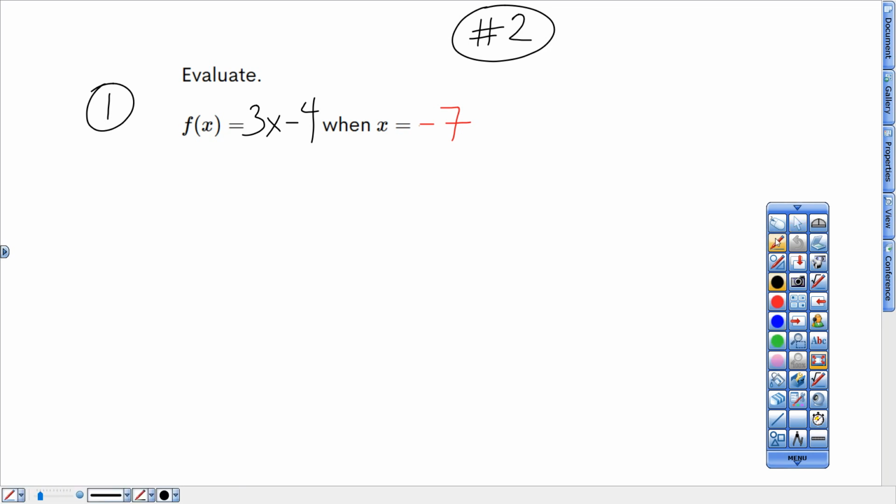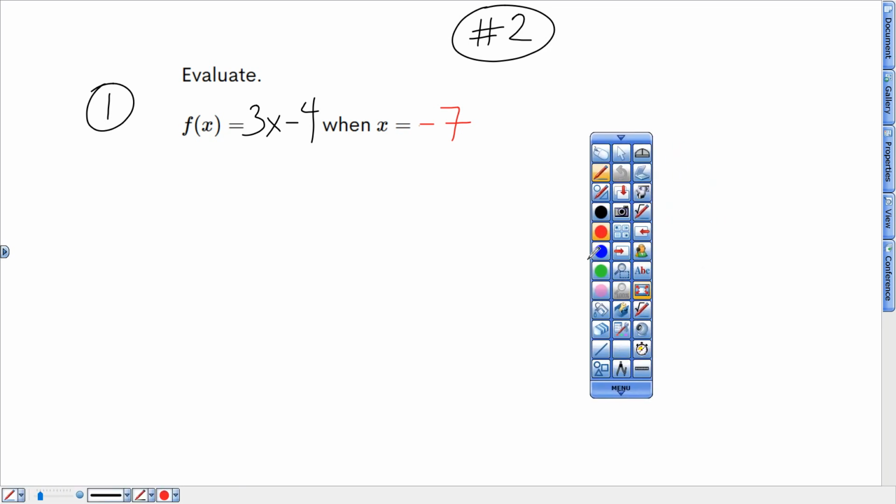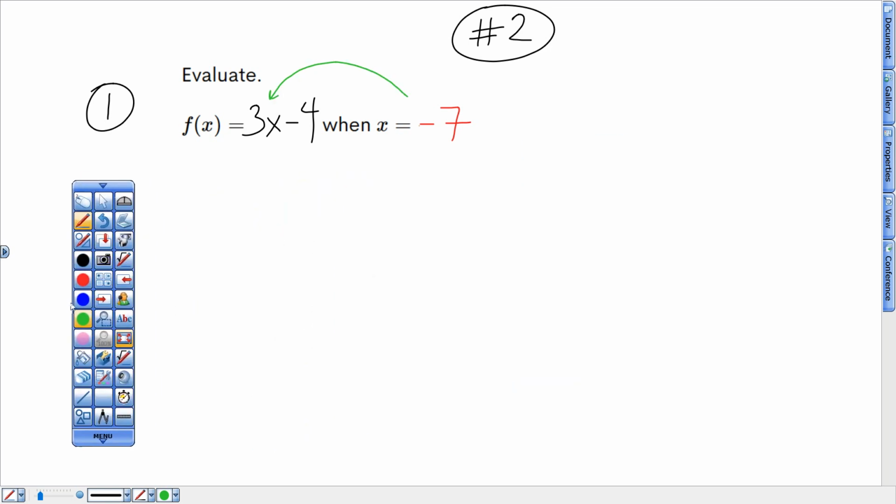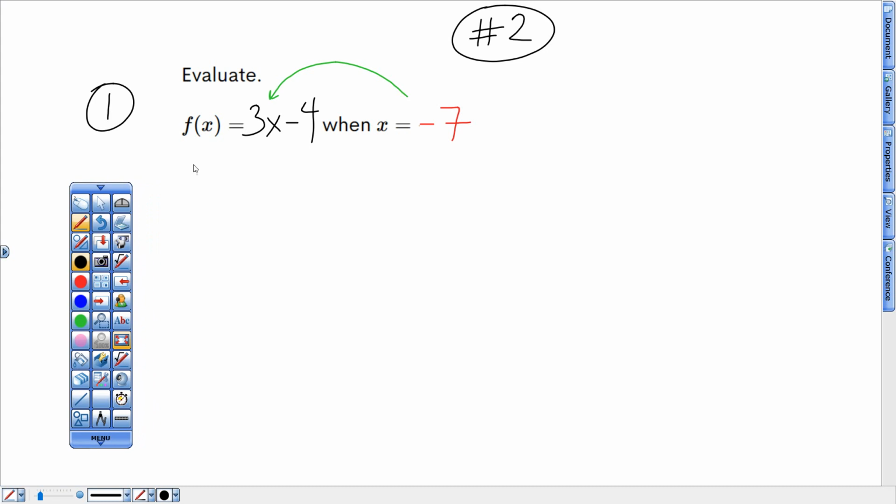This first one, again, plugging this in, knowing your negative rules, taking this -7 and plugging it in for x, and then showing the function notation the way I'd like you to. So for this one, that would be f showing that -7 right here equals 3, and then you're going to plug in that -7 right here where x is. This is where you're going to do the work.